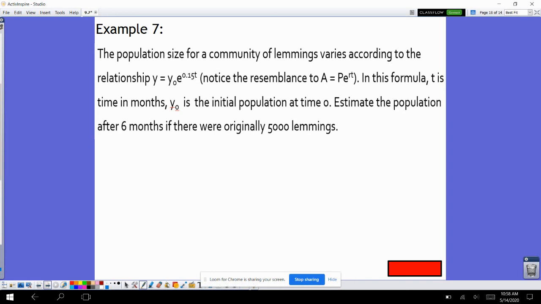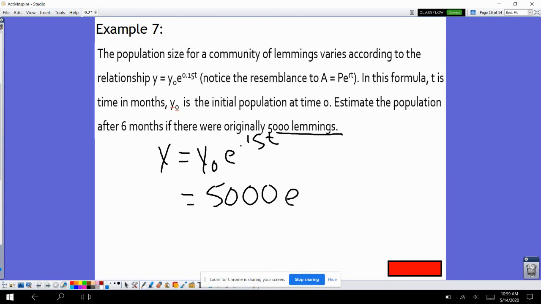So what we're going to do is substitute our values into our equation. So y equals y naught times e to the 0.15t. Well, our y naught is our initial population. What's our initial population? That's 5,000 lemmings. So we have an initial 5,000. e is the base of our exponential, with 0.15. t is the time in months. How many months? 6 months.